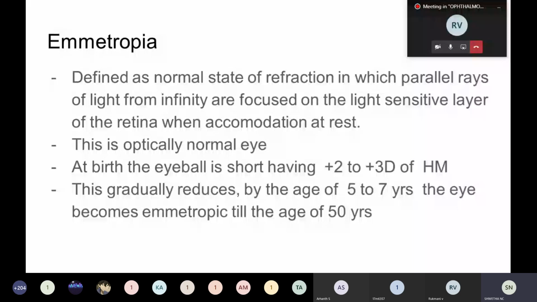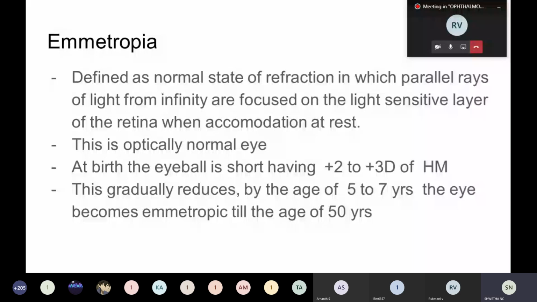So you should remember that at birth the eyeball is short, and everybody will have +2 to 3 diopters of hypermetropia, which gradually reduces by the age of 5 to 7 years. Then the eye becomes emmetropic, a normal condition, till the age of 50 years. But some people will again develop a hypermetropic state, a refractive error state. You have to always remember that emmetropia is a normal refractive state. There is no error.